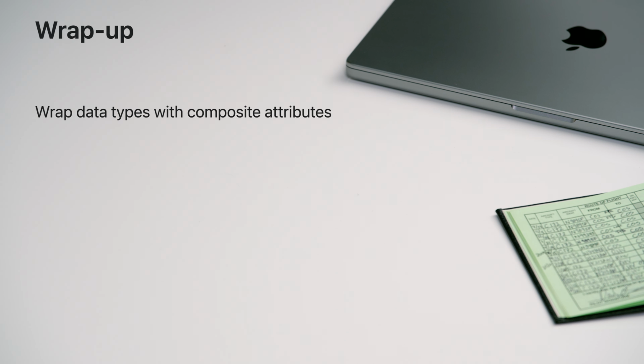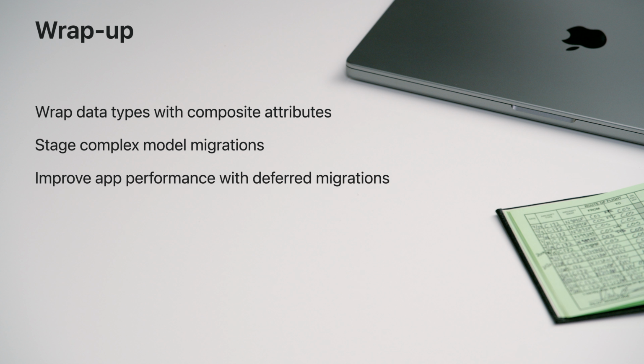There are 3 great new technologies in Core Data. Encapsulate your custom data types in a nestable, structured way using composite attributes. Perform complex model migrations using staged migration by decomposing your model changes. And turbocharge your app's performance by delaying some migration work using deferred migration. All 3 technologies work in harmony to improve your app.